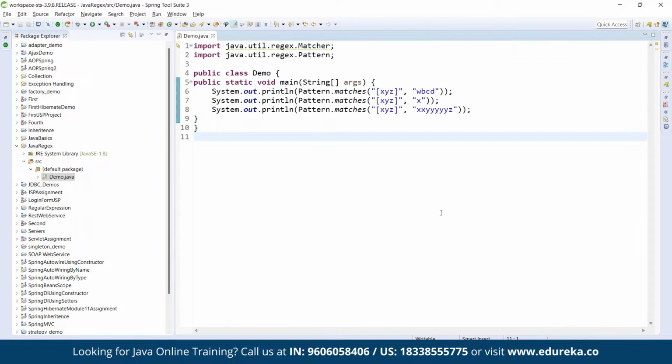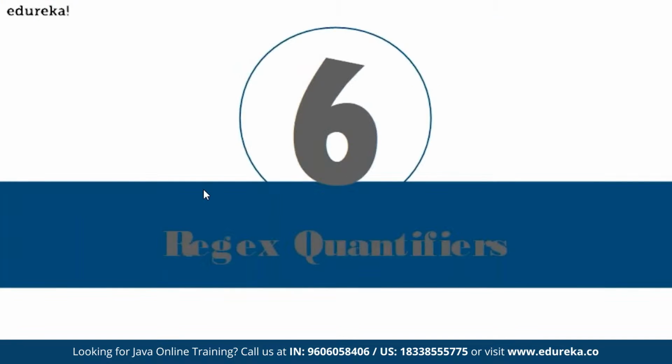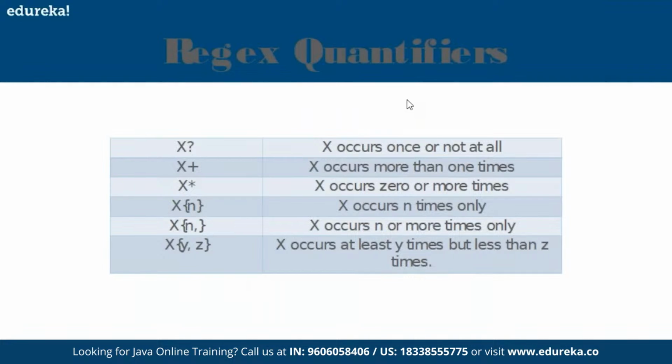Now we are going to understand the quantifiers. What are regular expression quantifiers? The quantifiers specify the number of occurrences of a character. That is where we provide those details. X question mark means it occurs once or not at all. If it is a plus, then once or more times. If it is an asterisk, it may occur zero or more times.